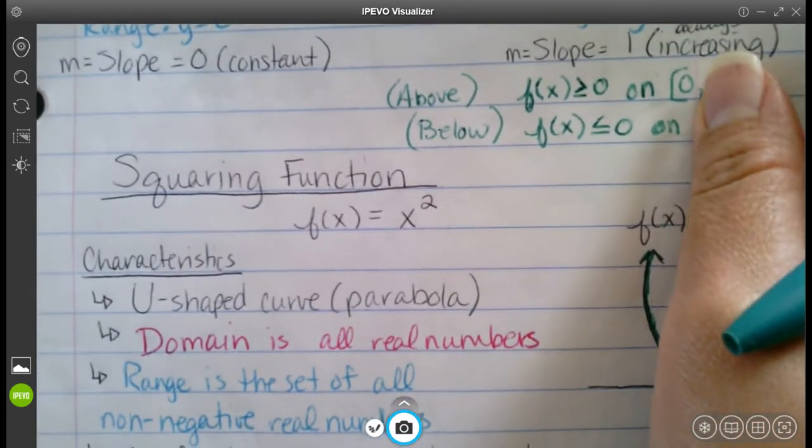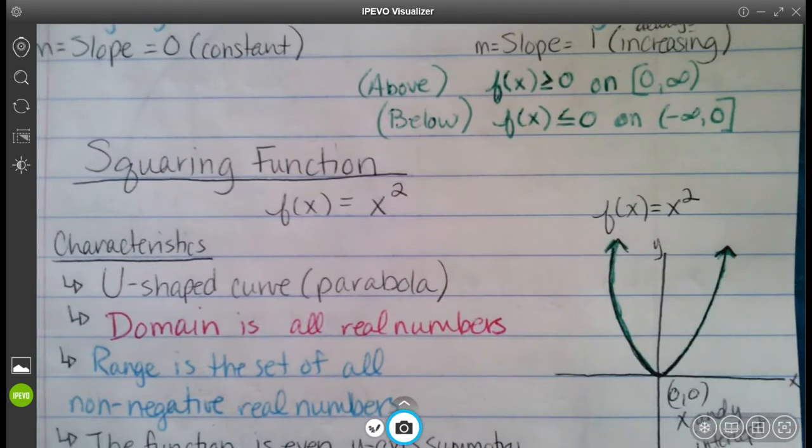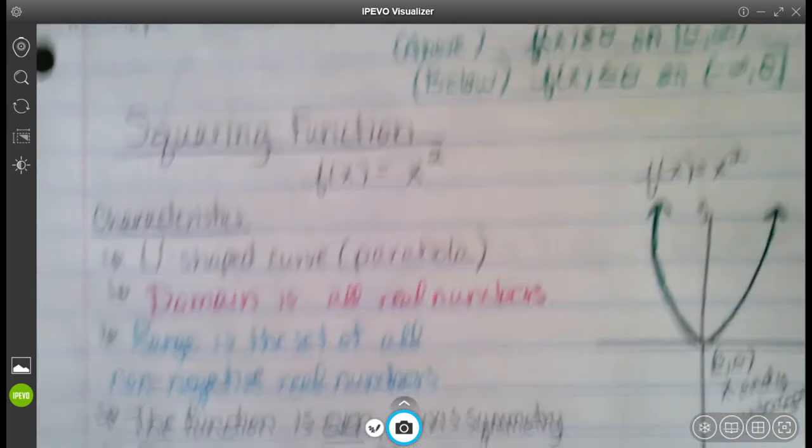Next type of function that we have for our parent functions are the squaring functions. I actually have never heard it be called this. I usually just call it a quadratic, but I guess because it has a square. So either way, it's fine. This one you should be familiar with. It is a U-looking shape. It is called a parabola, and it has a lot of properties that we're also familiar with.